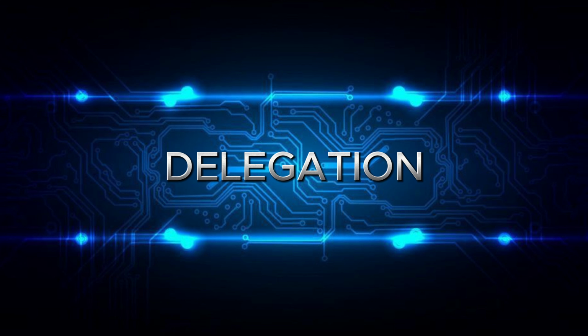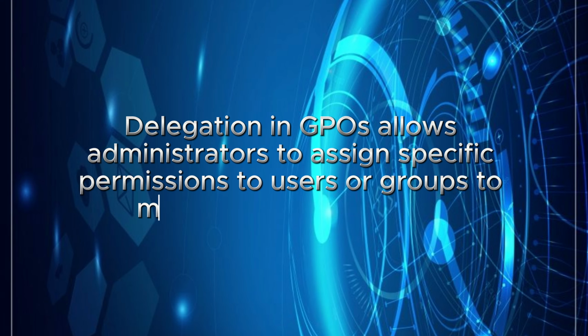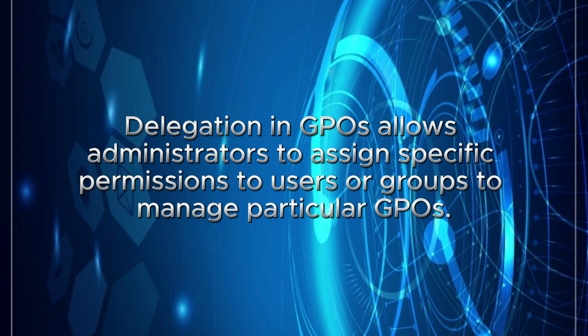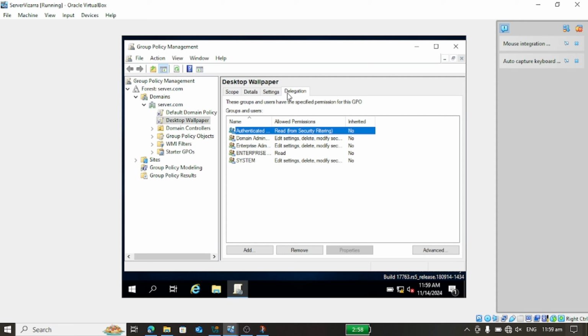Delegation. Delegation in GPOs allows administrators to assign specific permissions to users or groups to manage particular GPOs. Under the desktop wallpaper, select Delegation. You can see the name and the allowed permissions, where you can edit settings, delete, and modify security.